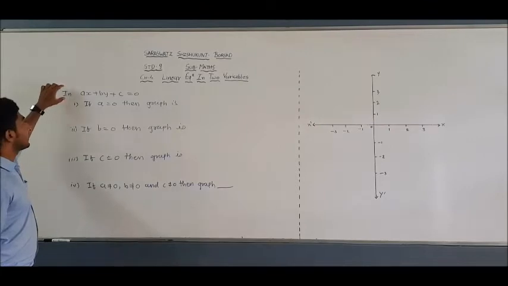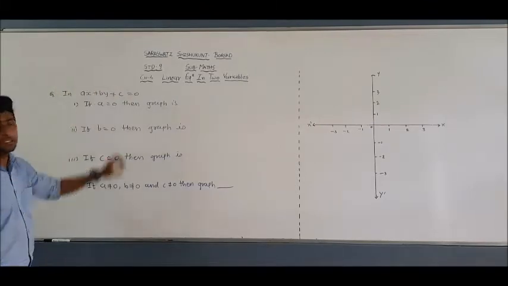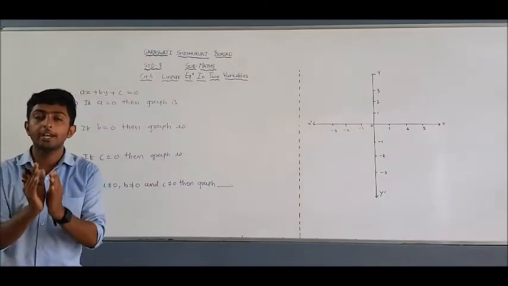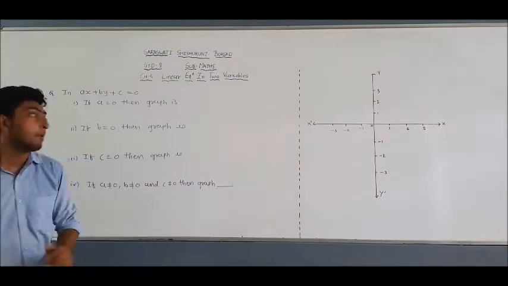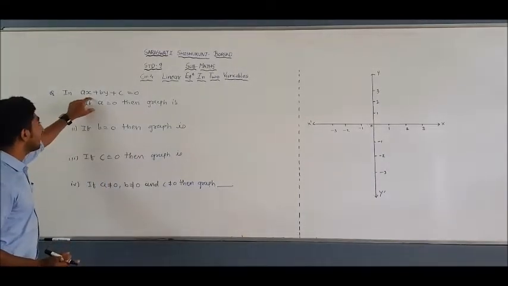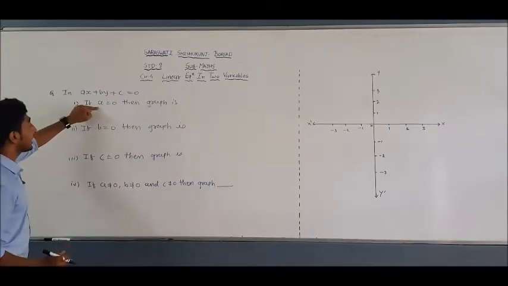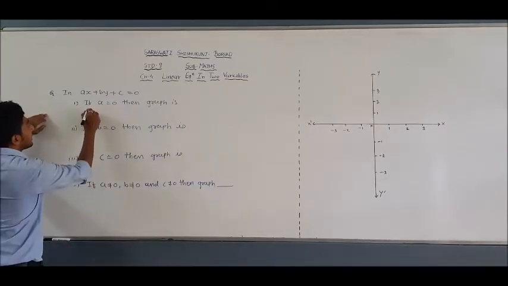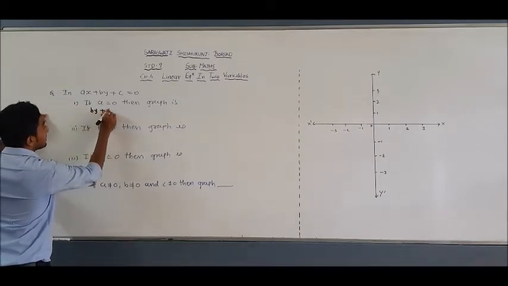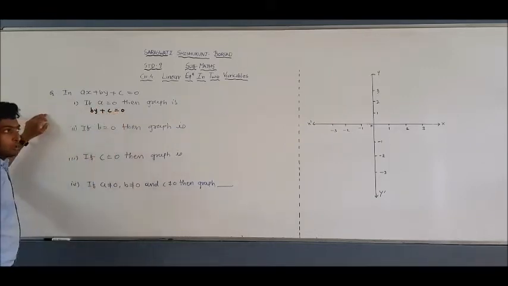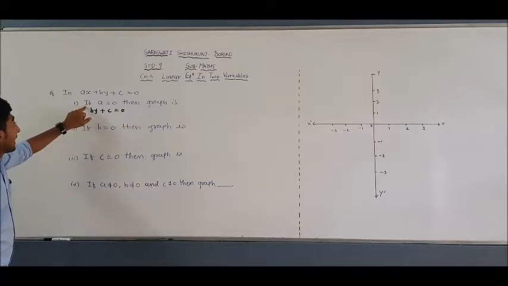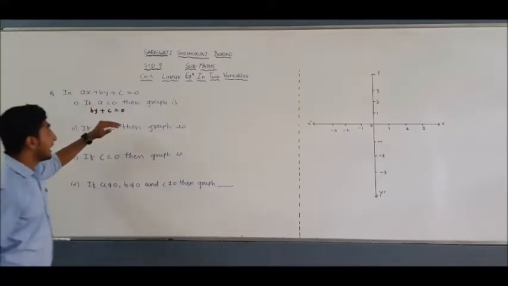Here the general question is: if ax plus by plus c equals 0, that means we are given a linear equation with two variables. The first short question is: if a equals 0, then what is the graph? If a equals 0, then the equation is by plus c equals 0.